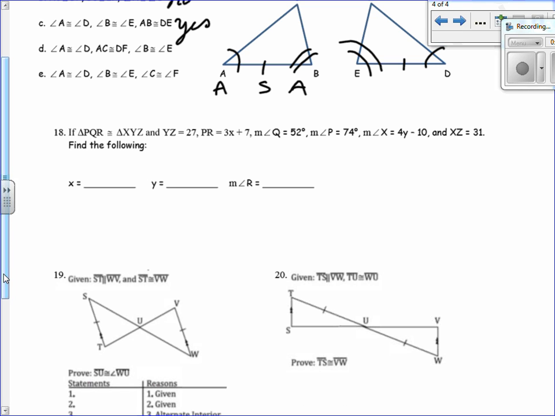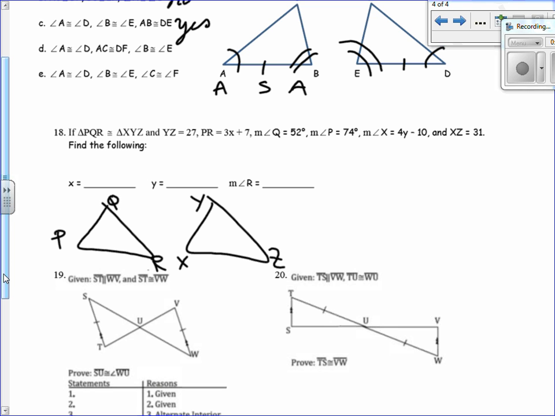Okay, what do you have to do for 18 first? Draw. Okay? So we have P, Q, R. They come in the same order. Doesn't matter where you start as long as you do them in the same order.